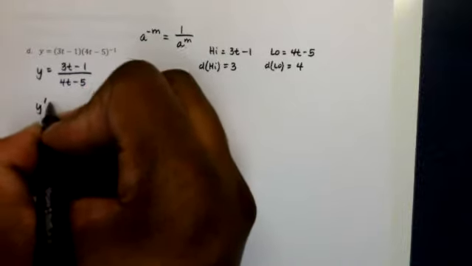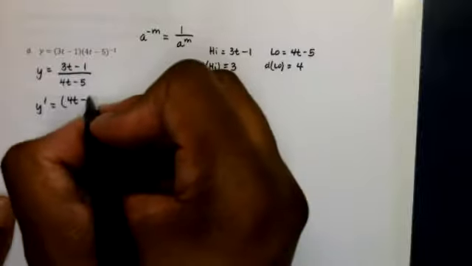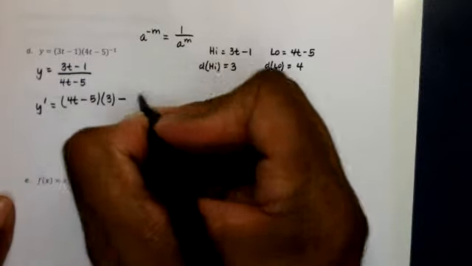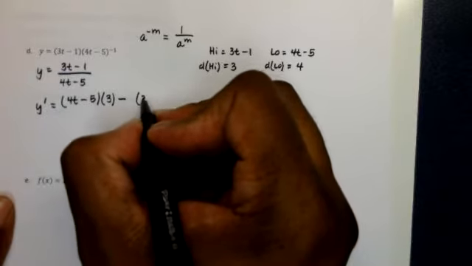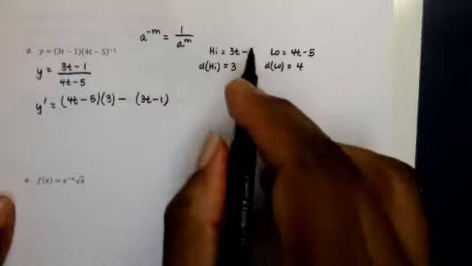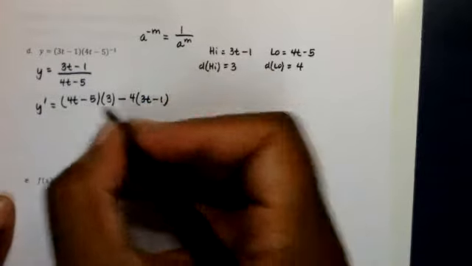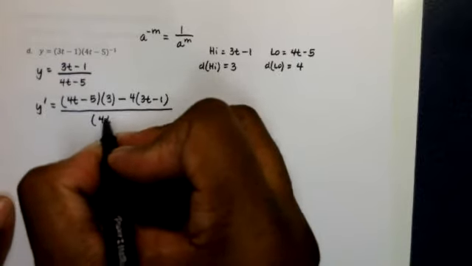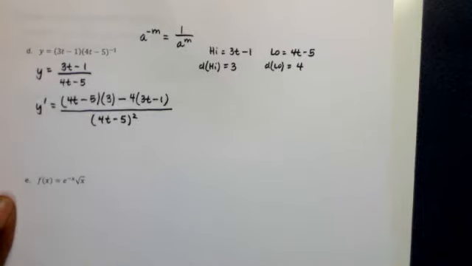So y prime would be low times the derivative of the high. That's 4t minus 5 times the derivative of the high, which is 3, minus the high times the derivative of the low. The high was your 3t minus 1. The derivative of your low was 4. Now I'm putting the 4 in front of the 3t minus 1. All that's divided by the square of the low, 4t minus 5 quantity squared.